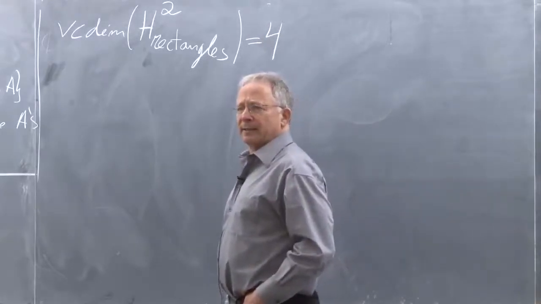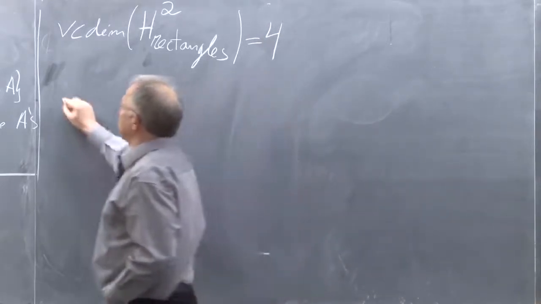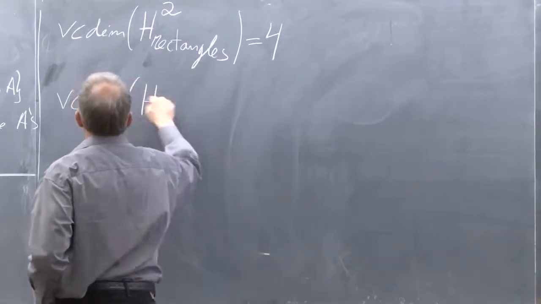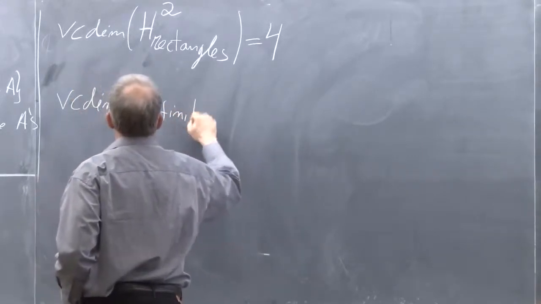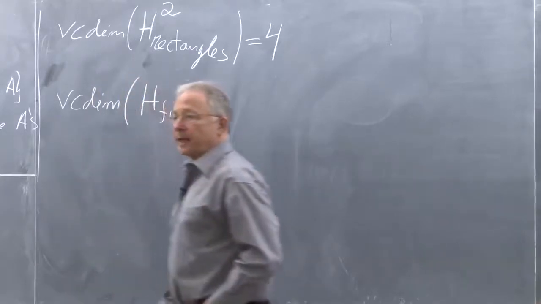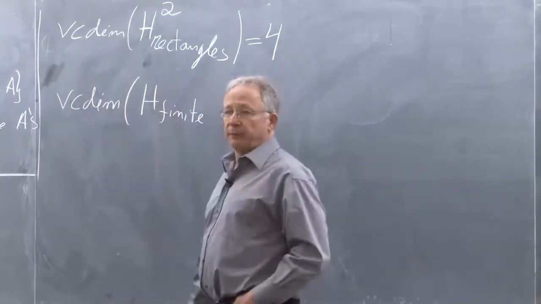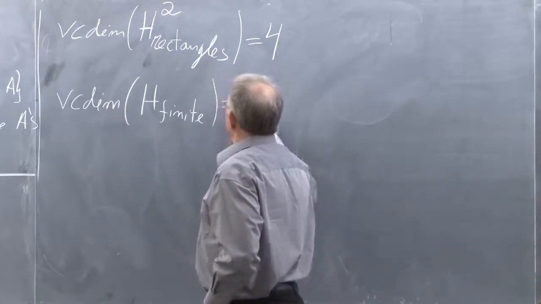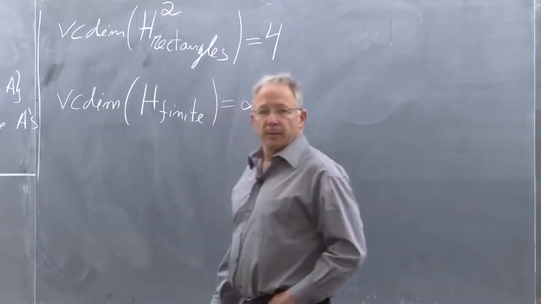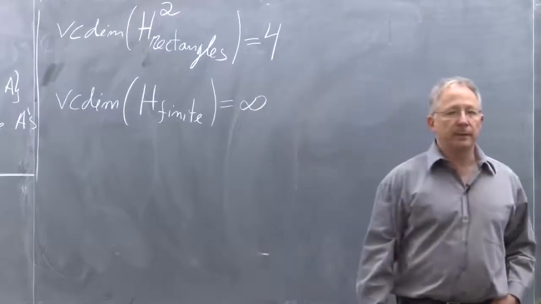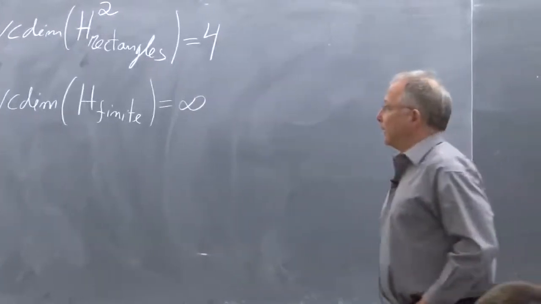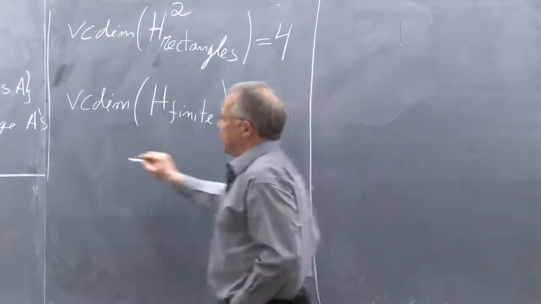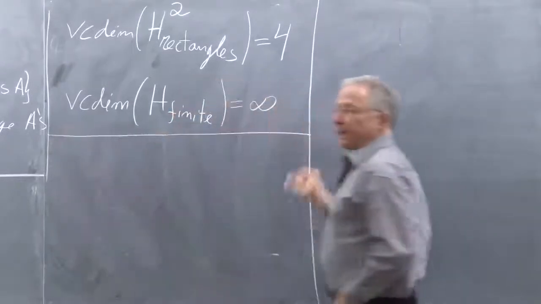And the last example that we saw was that the VC dimension of H finite over some infinite domain, over any infinite domain, is infinity. So these were the examples that we saw so far. And on top of the examples, again, you will see more examples in the assignment.